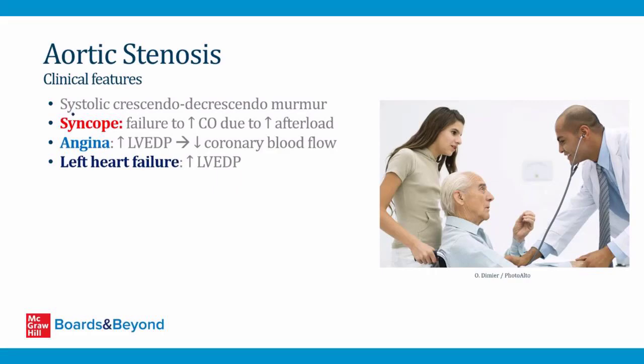In the video on heart murmurs, I talk about the murmur of aortic stenosis and I play an example of what it sounds like. But by way of review, aortic stenosis causes a systolic murmur, classically described as crescendo decrescendo. And then you should be aware that syncope is a classic symptom of severe aortic stenosis. And the reason this happens is because the cardiac output can't go up when there's aortic stenosis because of the high afterload. So let me explain what I mean by this.